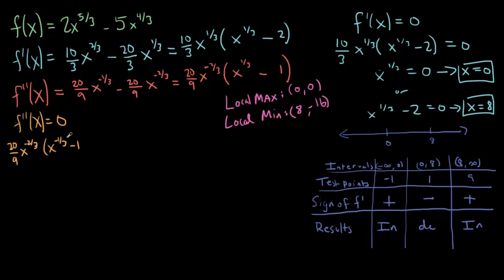Oh, I did that again. x to the positive 1/3 power minus 1 equals 0. Oh, you know what? I should probably rewrite this in fractional form, because what is x raised to the negative 2/3? That could be rewritten like this.